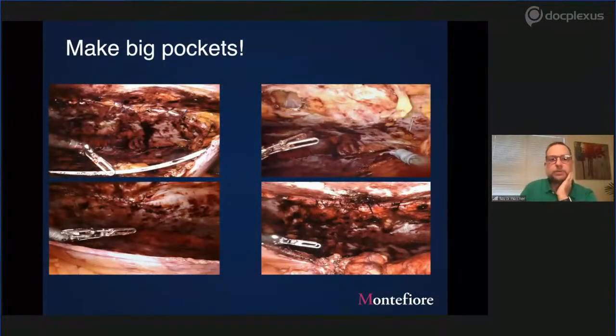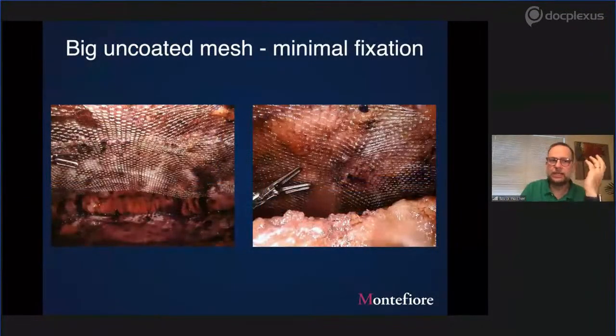I think the key is to create a big pocket. Don't be lazy. You need a big pocket to put, first of all, a big, adequate size mesh, and second, a big pocket will help you to close those little holes because it will give you more laxity. And at the end, you can put a big uncoated mesh with minimal or no fixation.